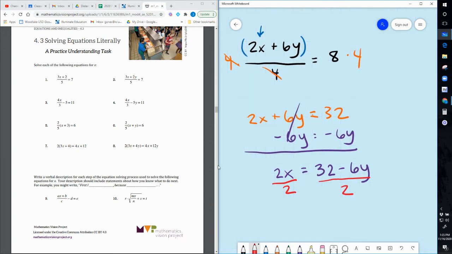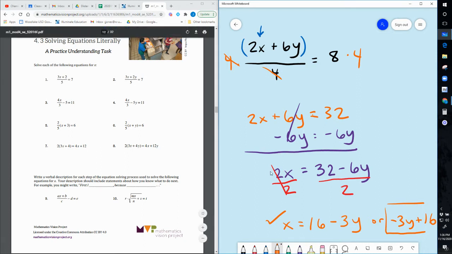But here we go. This all cancels, and I'm left with x equals. Now you can actually divide this. 32 divided by 2 is 16. And negative 6 divided by 2 is negative 3. And so now this is your answer, or you could have said negative 3y plus 16. I like this answer better. Usually you put the variables first. But both of these are the same. We use the exact same process. The only difference is we actually had a variable left in our answer.